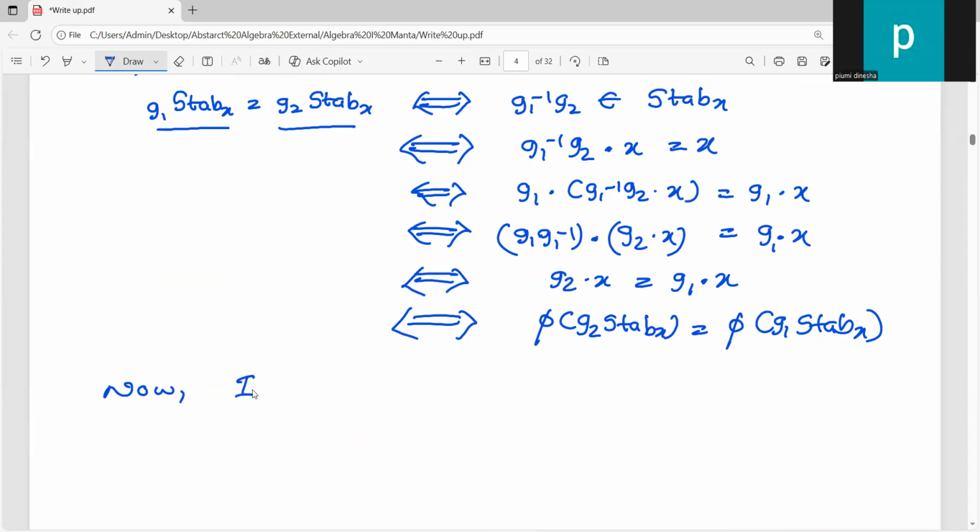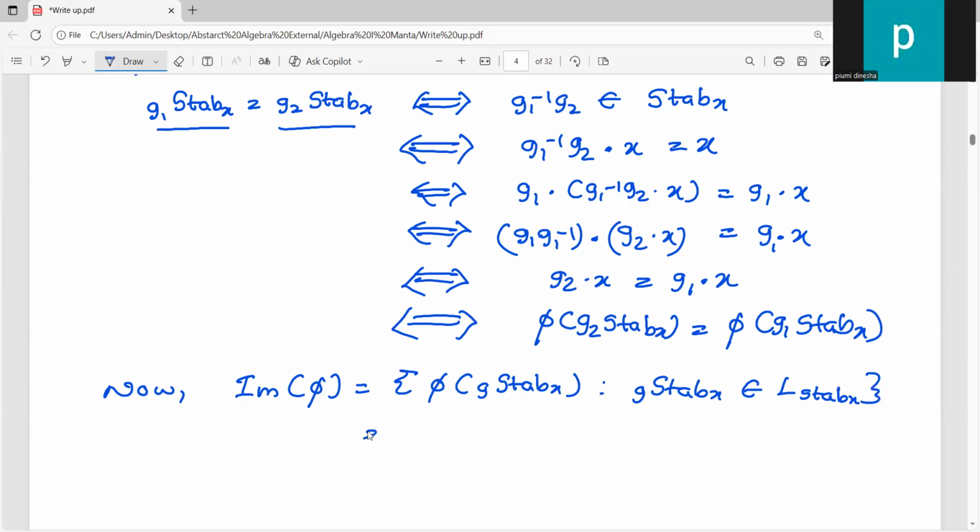Now observe that the image of the function phi is simply phi of G step X, right? Where G step X, by definition of the image, is taken from the domain, G step X. Now, phi of G step X is simply G dot X, where G over here comes from G. By definition, what is this set? Simply the orbit of X.